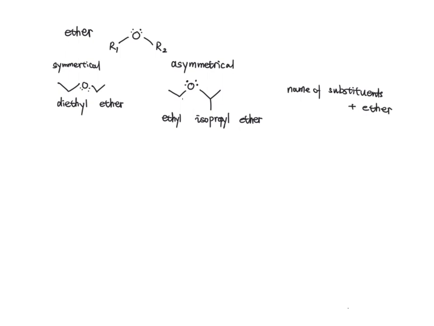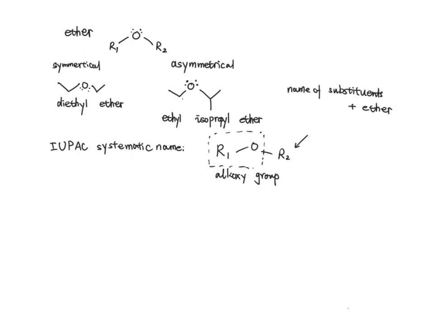And if we're talking about the IUPAC naming, it will have a little different way to name it. IUPAC systematic naming. So if we are looking at the ether now, what we will do here is treat one side, the alkyl group with oxygen, as a substituent. So that is an alkoxy group. And then the other side basically is an alkane. So basically the alkane with the alkoxy group.